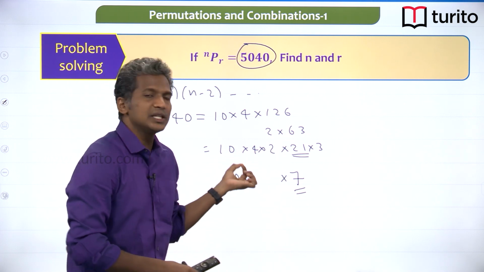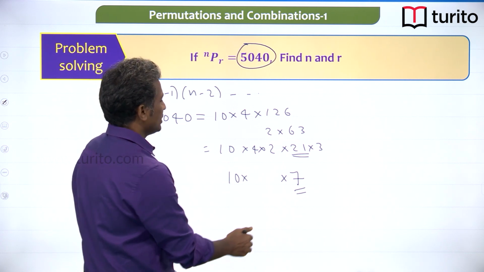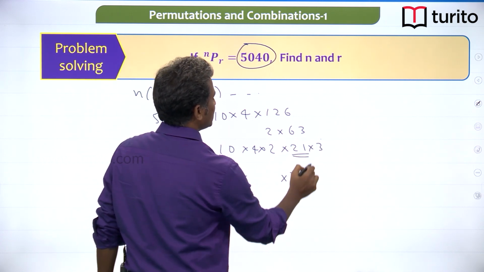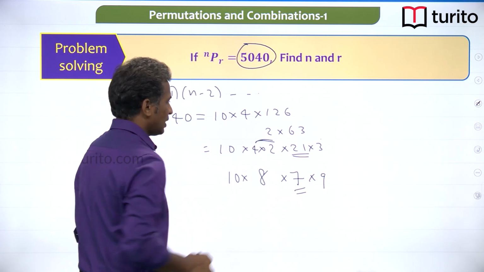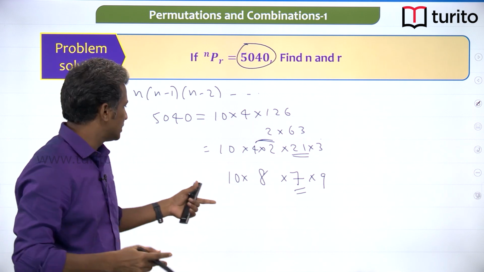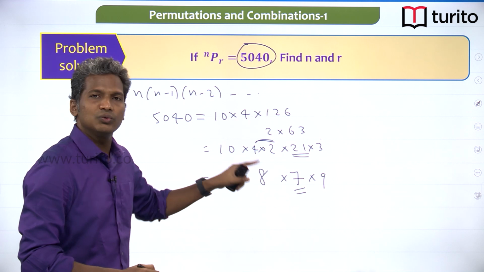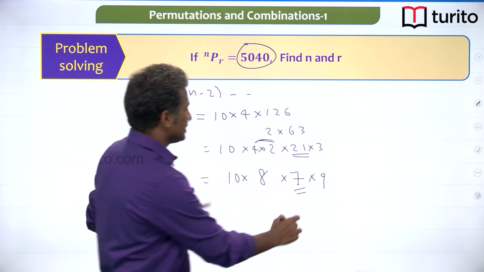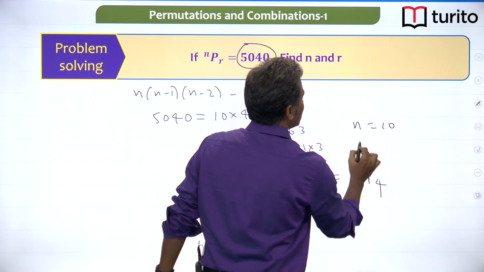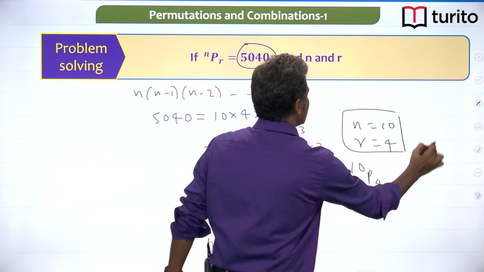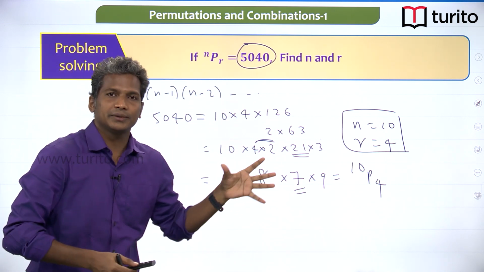Now, I am trying to club this into a factorization of consecutive integers. Here we have one 3 extra, and 3 will give me 9. There is one 2 here, 2 into 4 is 8. So, luckily I got all consecutive numbers. Using simple manipulation, I could get 10 into 9 into 8 into 7, which is the same as 10P4. So, n is 10 and r is 4. This way we can solve for n and r using the basic idea of NPR.